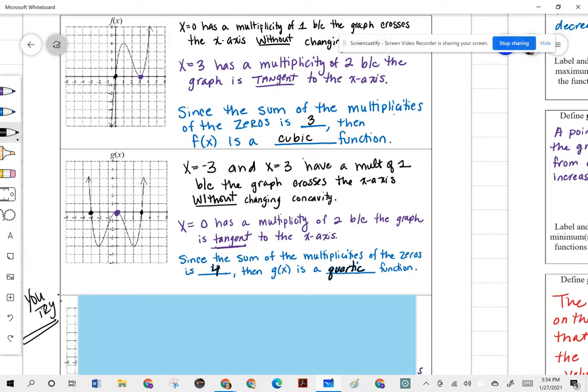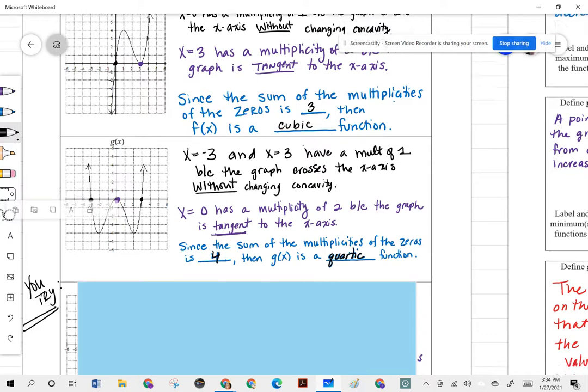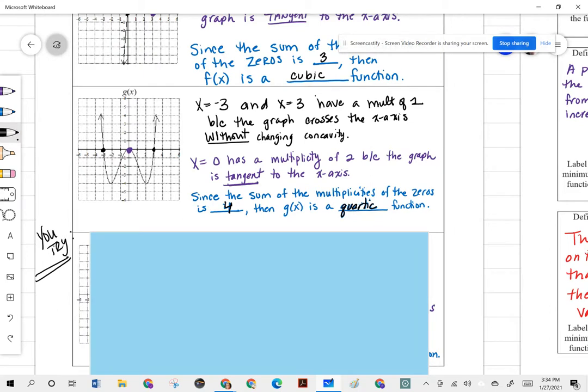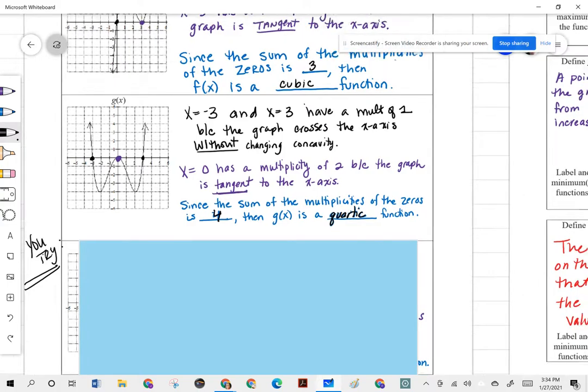Okay, so I've given you examples on how to identify those zeros and use that reasoning to justify your conclusion. So I would like you to try this last one and then submit that with your notes.